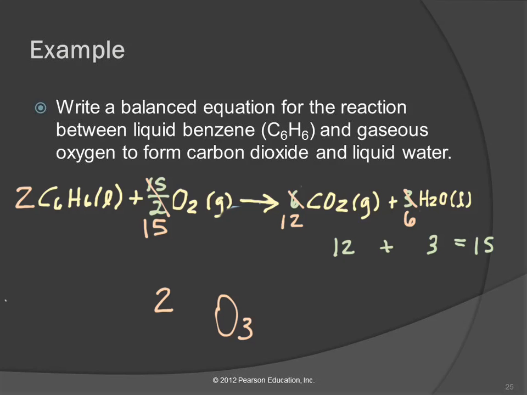Yeah. Okay. So what I was doing is looking for that combination. What can I multiply 2 by to get 15? You could have put 7.5. 7.5 times 2 is the same as 15 halves. And then you still have to multiply to get whole numbers.